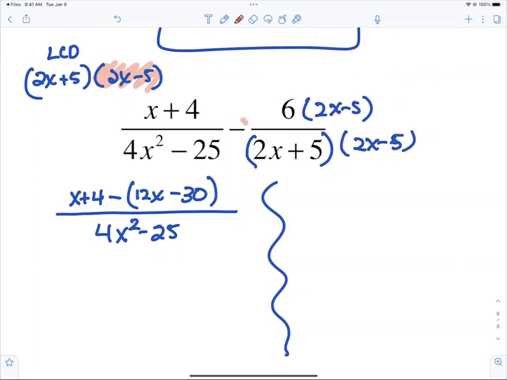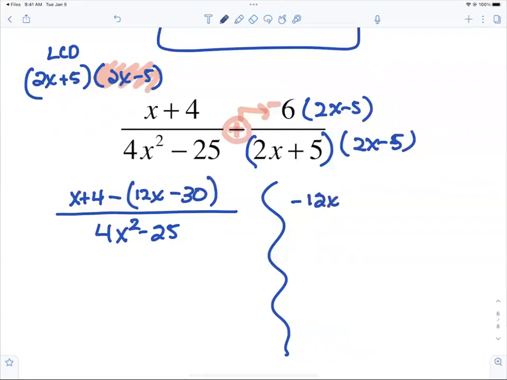When the two ratios are connected by subtraction, some students move that negative sign up here to the 6 and make this a plus negative. So if that helps you, then you're distributing a negative 6. If you like that method better, then that's what you should do.